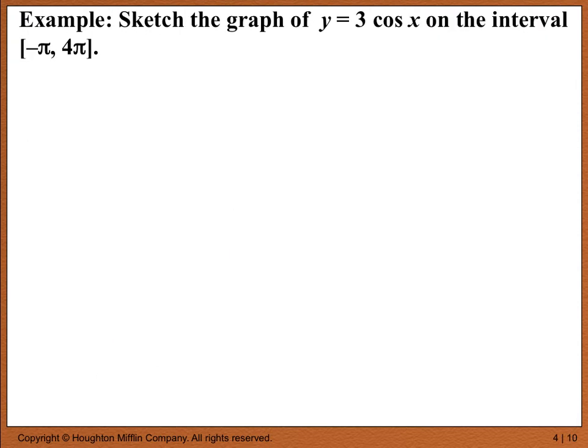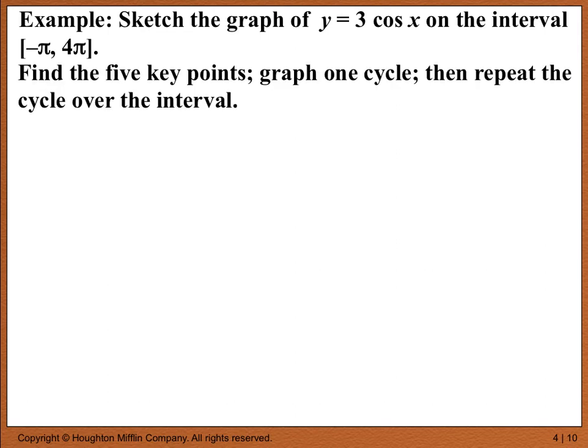Example: sketch the graph of y equals 3 cosine x on the interval -pi to 4 pi. Remember that when we're talking about sketching graphs on intervals, the intervals represent x-coordinates. So from the x-coordinate of -pi to the x-coordinate of 4 pi, sketch the graph of y equals 3 cosine x. Okay, I'm going to walk you through part of this and then you'll do the rest on your own.